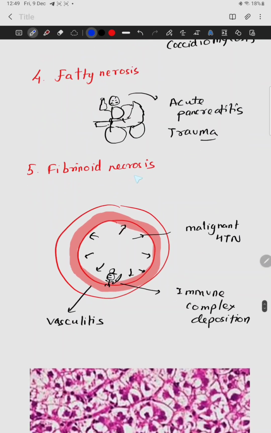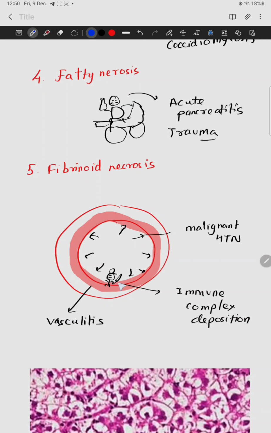Next we have fibrinoid necrosis. So what is this fibrinoid necrosis? What is this red color thing? Fibrin, right? Fibrin threads. This is nothing but your blood vessels. And what happens in that? There should be a constant irritation, right? That's what we have studied, that's how the necrosis happens. So constant irritation is because of the hypertension, which is pressurizing the blood vessel. That is because of malignant hypertension.